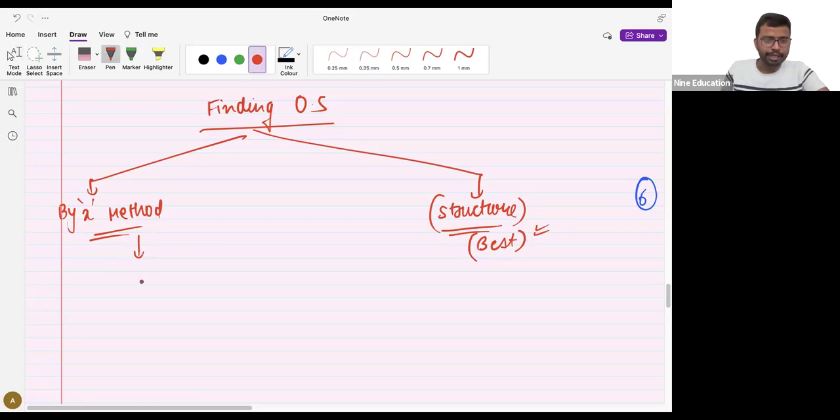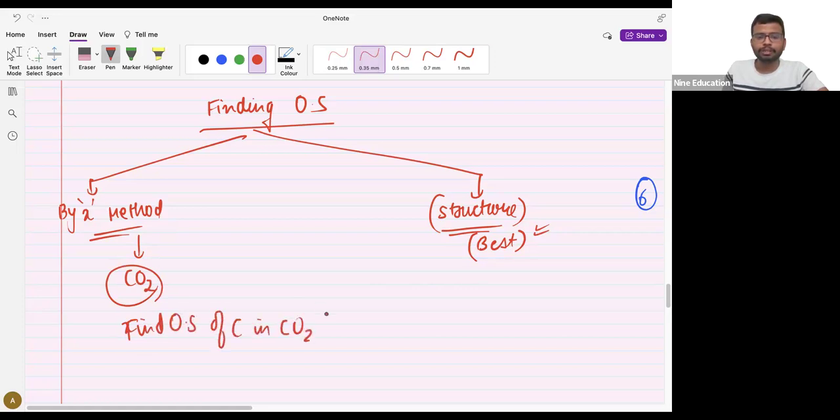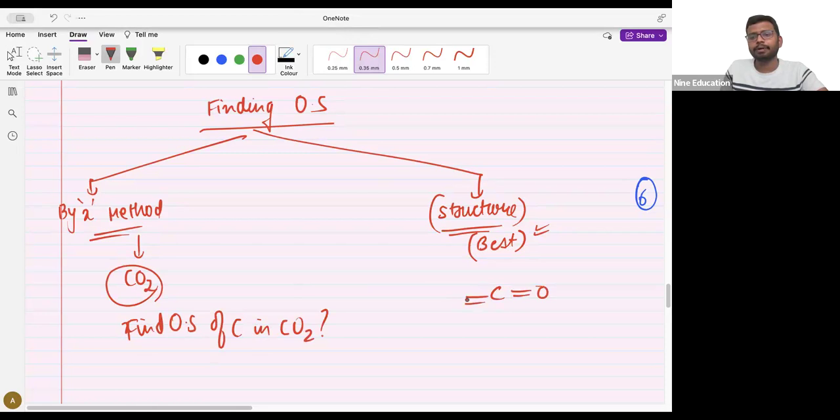देखिए, let's say we have done CO2 yesterday, है ना? So find the oxidation state of carbon in CO2. Write the answer in chat box.